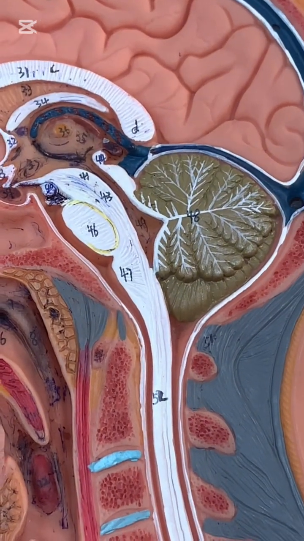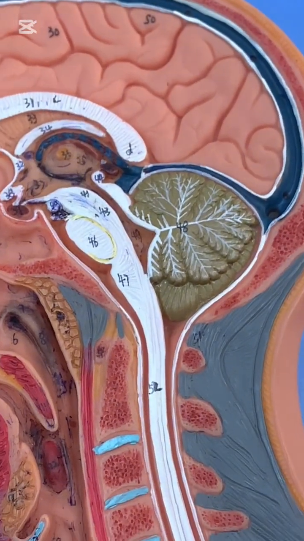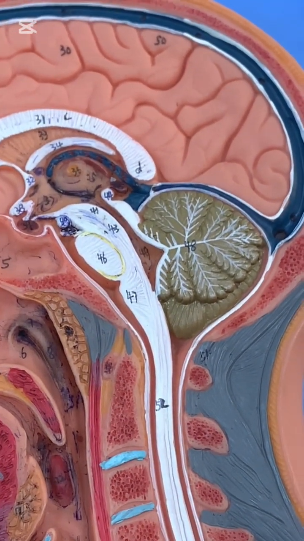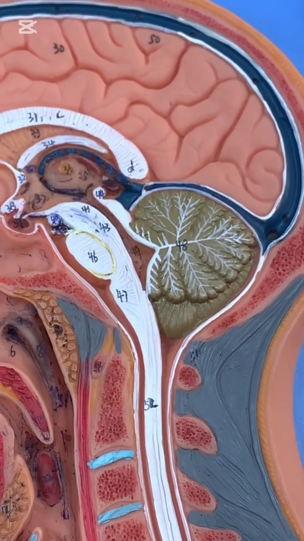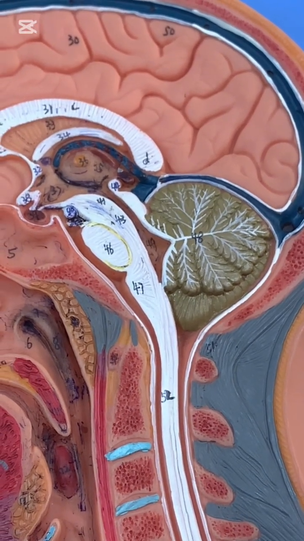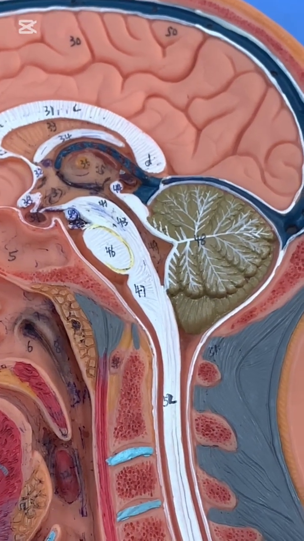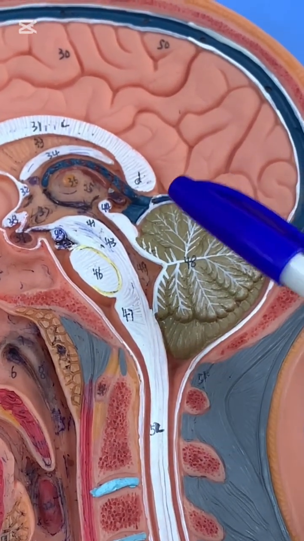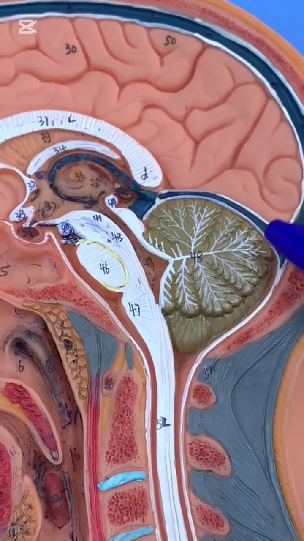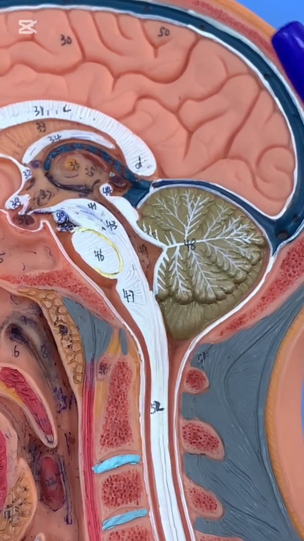And for the fourth ventricle, we have the lateral wall. The lateral wall has a foramen called the foramen of Luschka, and on the inferior medullary velum, we also have a foramen called the foramen of Magendie. That foramen connects the fourth ventricle with the subarachnoid space.